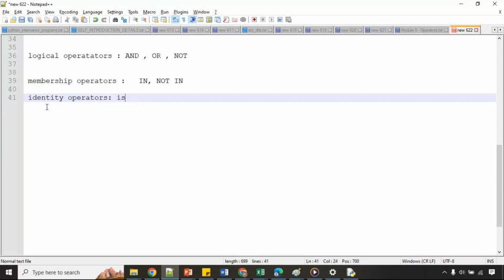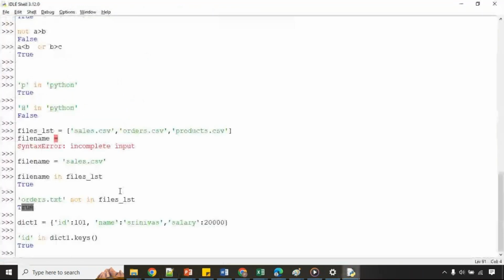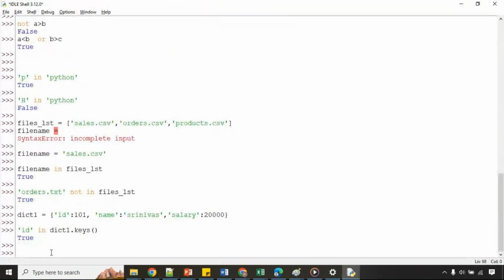Identity operators: is and is not. What does it mean? Now consider I am having a value, a equal to 10.